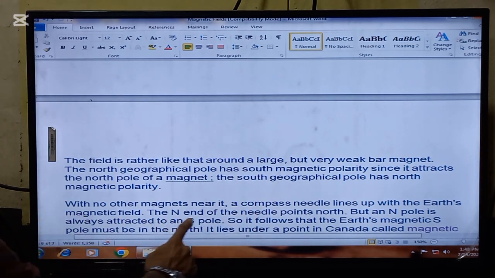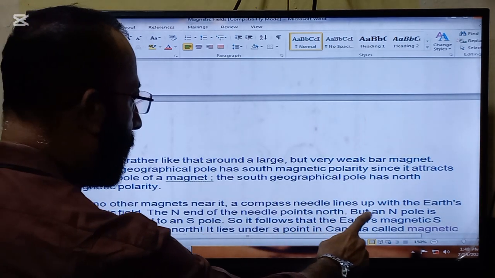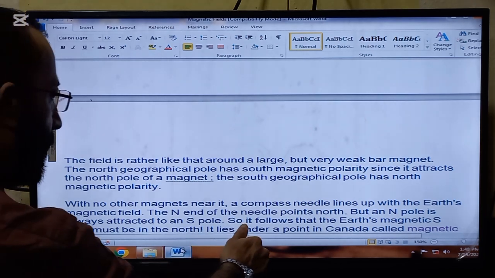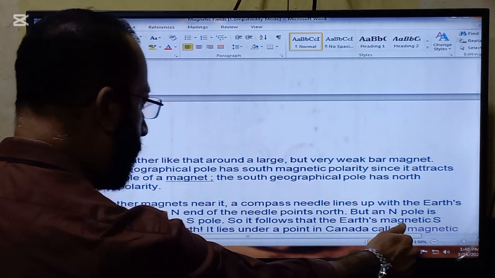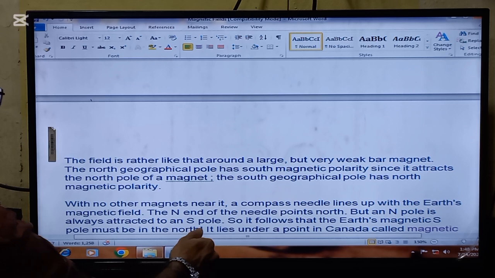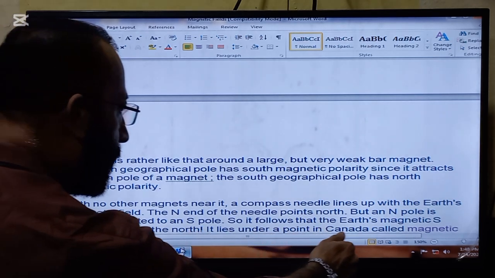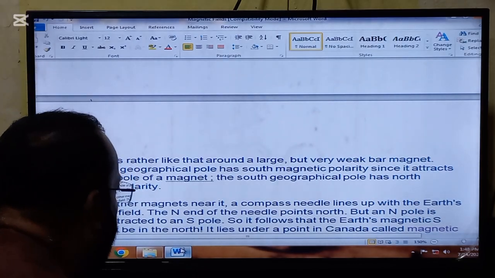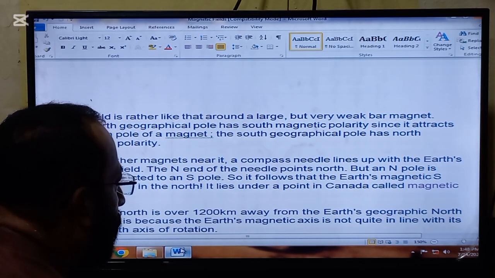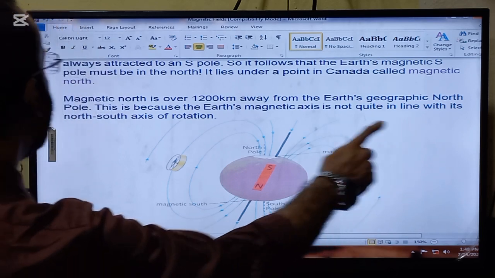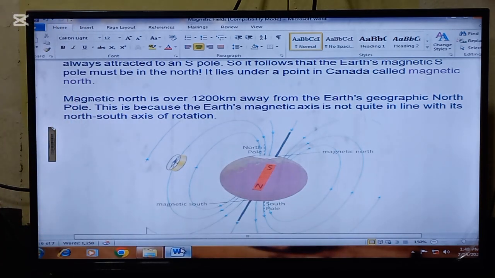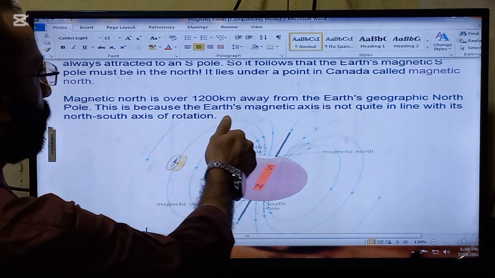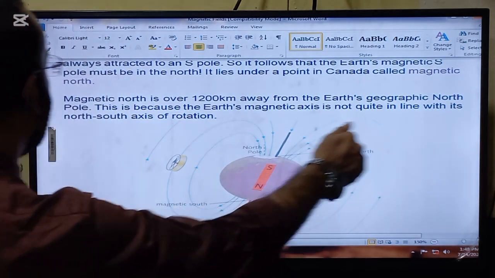With no other magnets near it, a compass needle lines up with the Earth's magnetic field. The north of the needle points north, but a north pole is always attracted to a south pole. So it follows that the Earth's magnetic south pole must be in the north. It lies under the point in Canada called magnetic north. Magnetic north is over 1200 kilometers away from the Earth's geographic north pole.